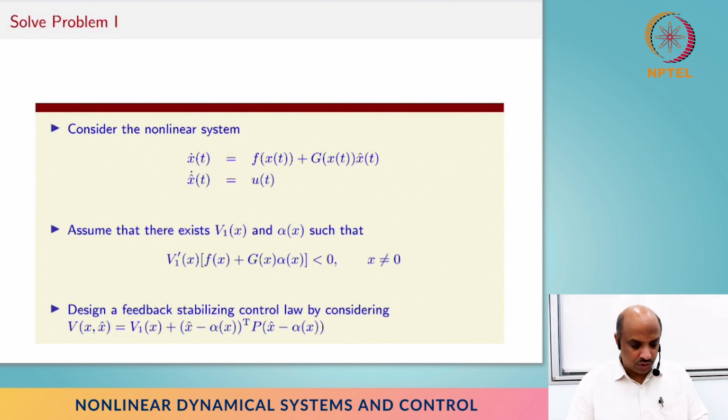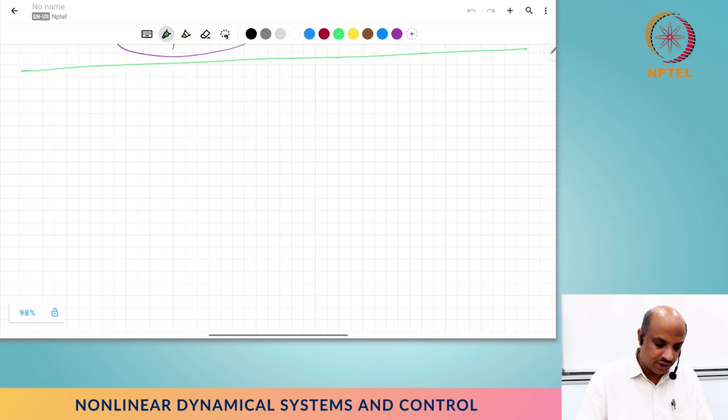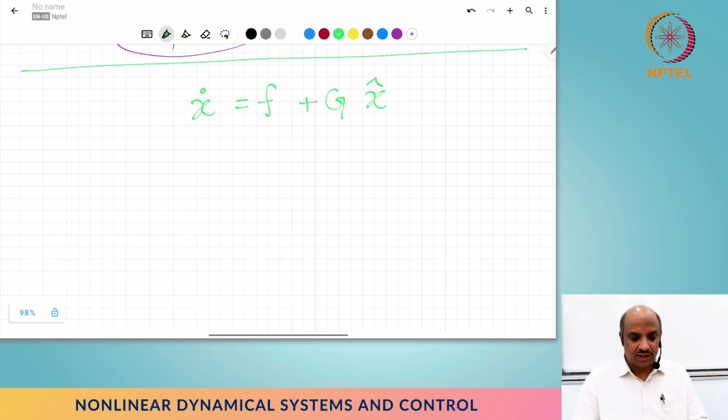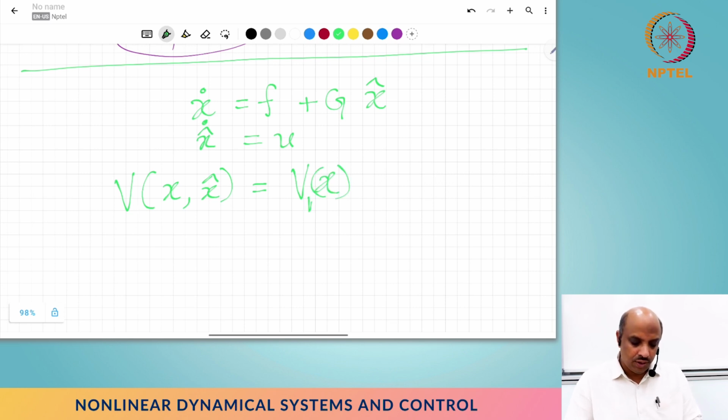So let's explore this particular problem and see how we can resolve the problem of cascade systems. If I have x dot equals f plus g, both functions of x, and I have x hat here, and x hat dot is equal to u. So what should u be is the question. The hint is given in the problem statement itself, so I'm going to use that hint, which is essentially saying, let's call this v1, plus x hat minus alpha of x transpose p x hat minus alpha of x.